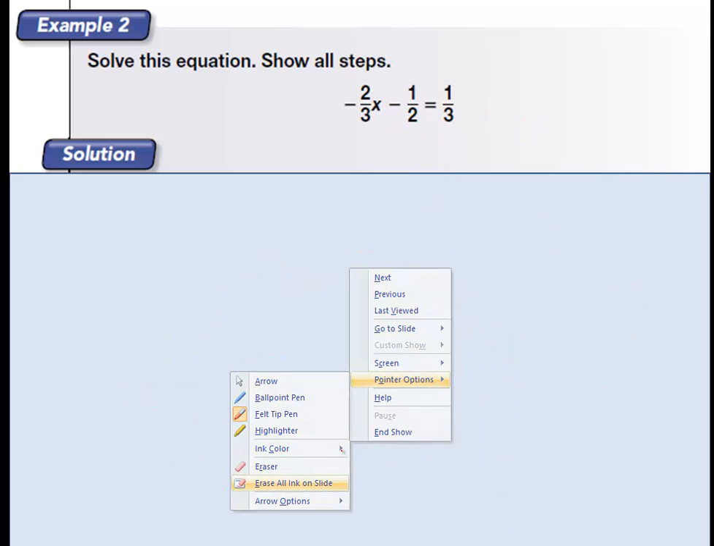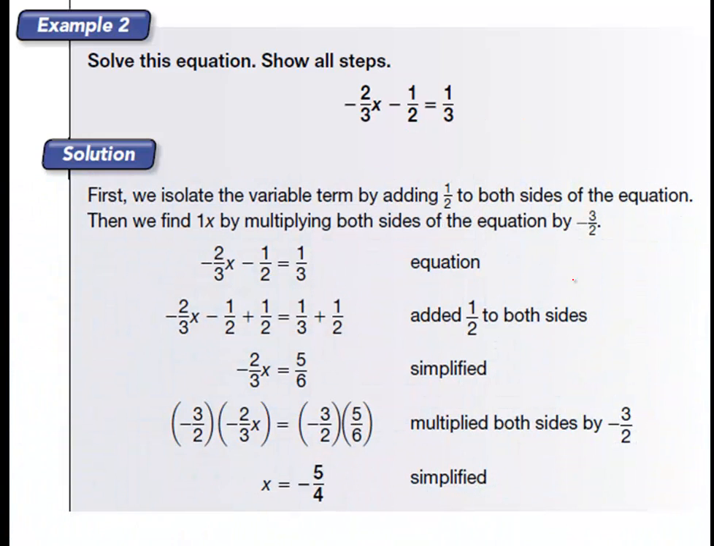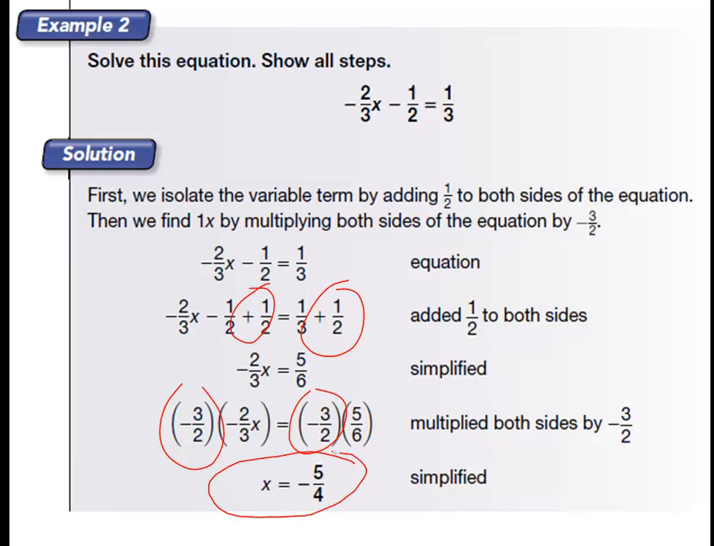Let's go ahead and erase that. Check our answer. All right. So they did the exact same steps. They added 1/2, added 1/2, and then they multiplied by the reciprocal, and came up with x equals negative 5/4. Don't forget to keep your signs straight.